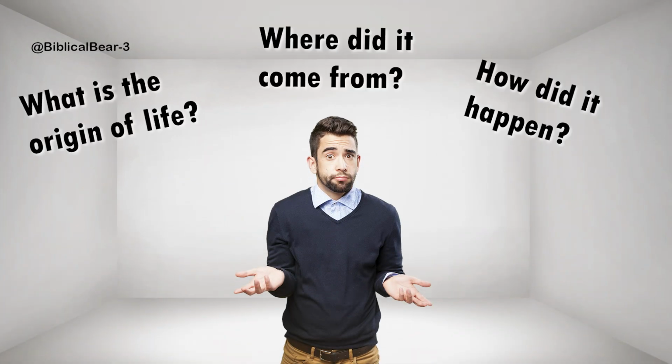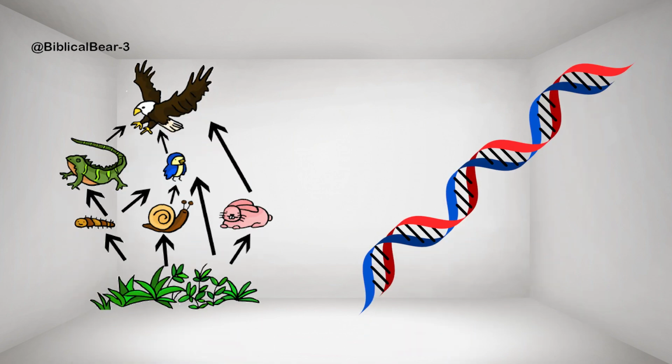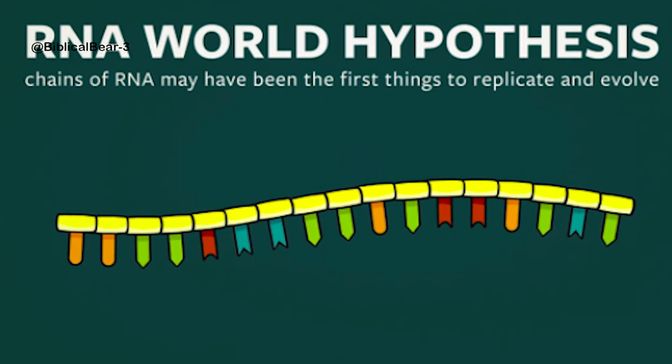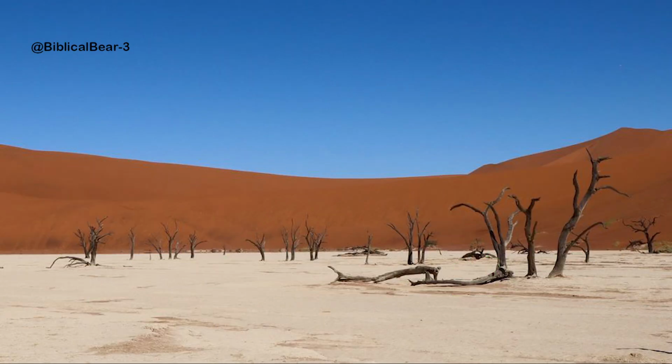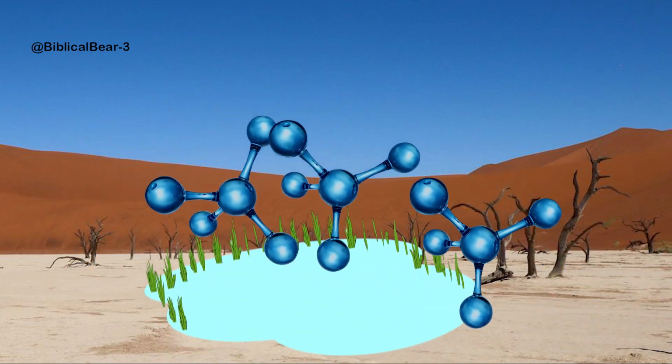What is the origin of life? Where did it come from? And how did it happen? The most popular theory for the origins of life and DNA is the RNA World Hypothesis. That is, that billions of years ago, there were no plants, animals, or bacteria, but rather just a bunch of chemicals sitting around in a pot.